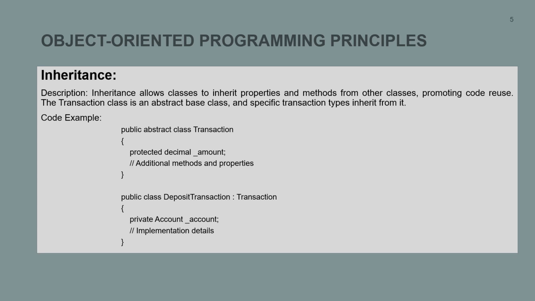Next, we have used inheritance, which allows classes to inherit basic properties and methods from other classes, promoting code reusability. The Transaction class is an abstract base class. The specific transactions like depositing, withdrawing, and transferring inherit from the base class. This allows these classes to share common behavior and properties while implementing special functionalities.